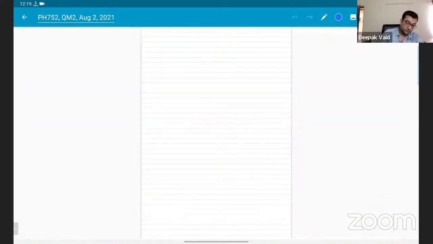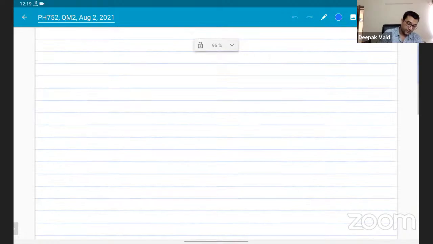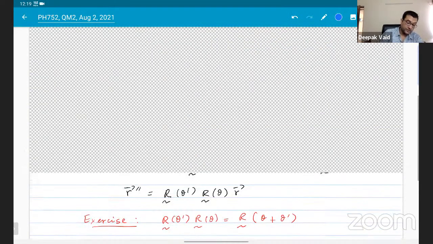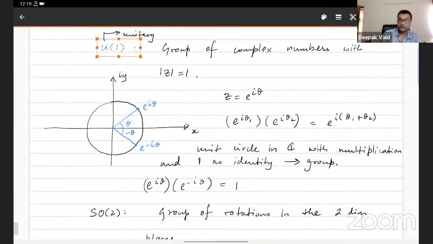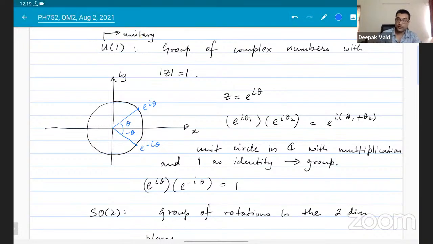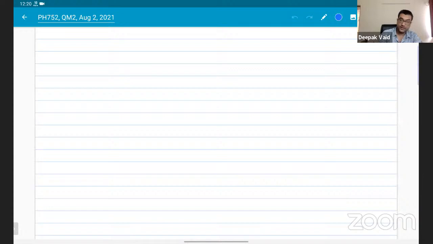Now I can tell you why I refer to this as U1, the set of complex numbers. The reason I refer to this as U1 is because you can think of this as the set of 1 by 1 matrices. And what is the meaning of unitary? So let me define unitary while I'm at it.